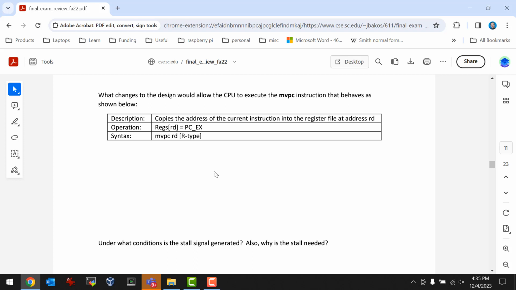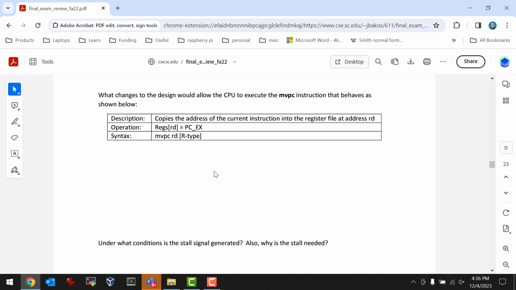Well, but we already do that, don't we? Don't we have an instruction that does that already? The jump and link, right? The jump and link already does that, right? Which PC, though, does it put in the register file? It puts in PC fetch. Okay, well, which PC is this supposed to put? Oh, PCEX. Okay, so this is not the same as jump and link, because jump and link puts the PC fetch in.